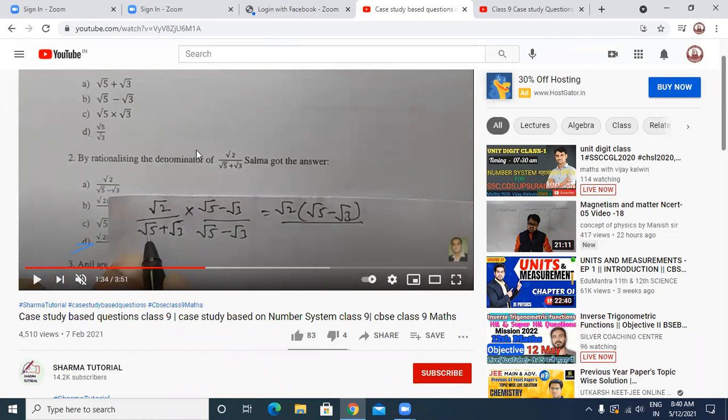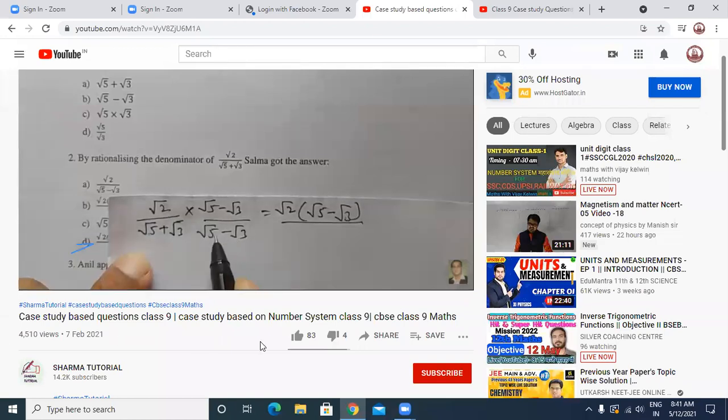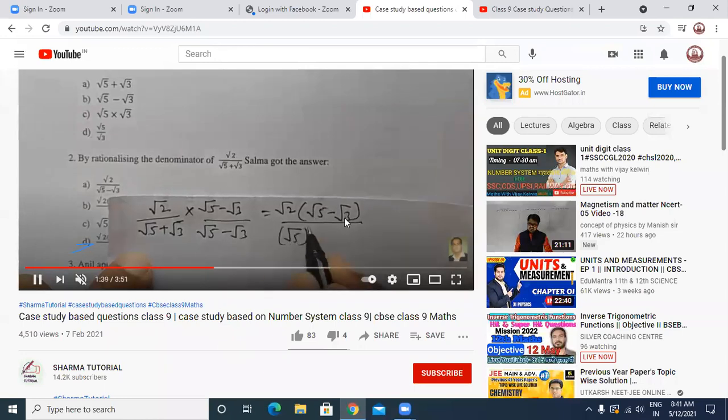But you all know how to rationalize this term. For the rationalization, you will take the opposite sign of this denominator, you will multiply and divide it by root 5 minus root 3. And what will be the answer? When you multiply this, root 2 into root 5 is root 10, root 2 into root 3 is root 6. So in the numerator, you will have root 10 minus root 6, and in the denominator, you will use the formula a square minus b square, that is 5 minus 3, that is 2.